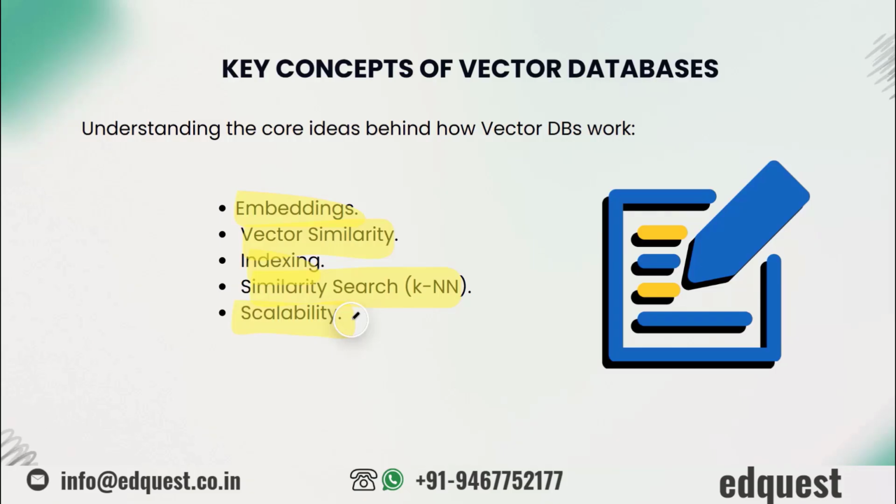So to wrap up, we saw why vector DBs are needed in AI, we explored what they actually do, and we broke down the key concepts that make them work. In our next video, we are going to understand the next core concept of RAG, which is semantic search.